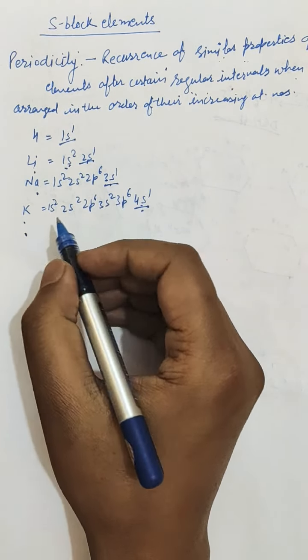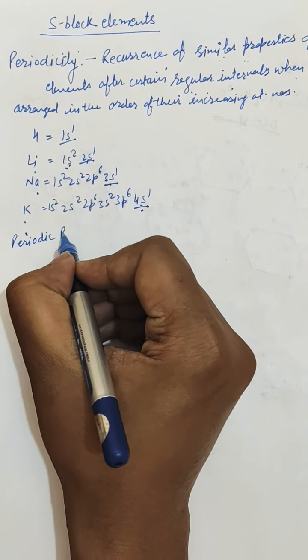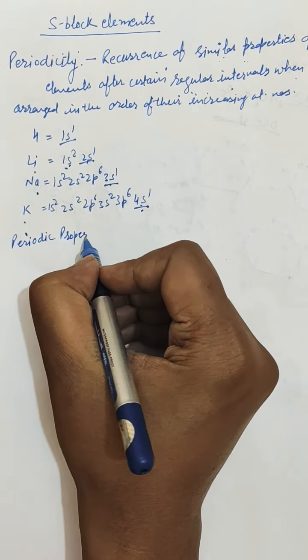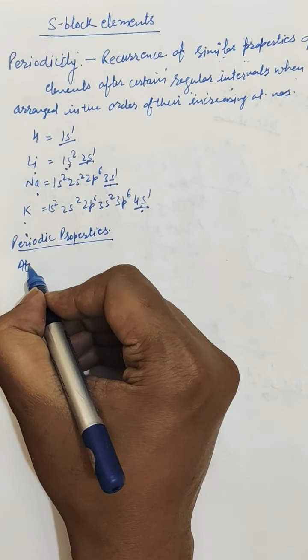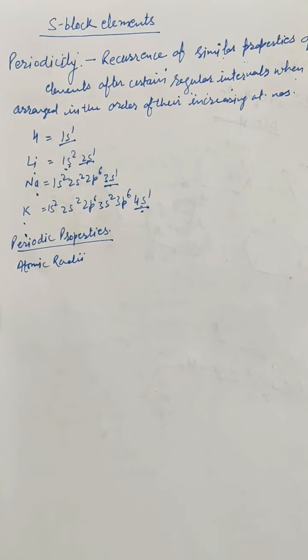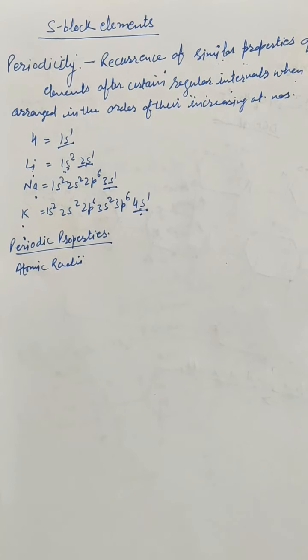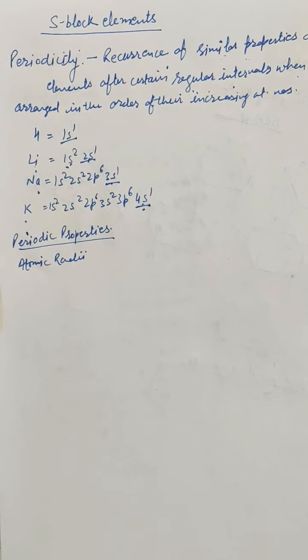So we will study the periodic properties. What are the different periodic properties? First of all we will take atomic radii. This is a very important property because many physical and chemical properties are related to the atomic radii.